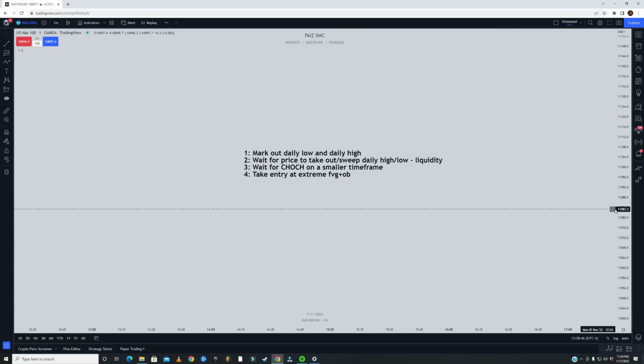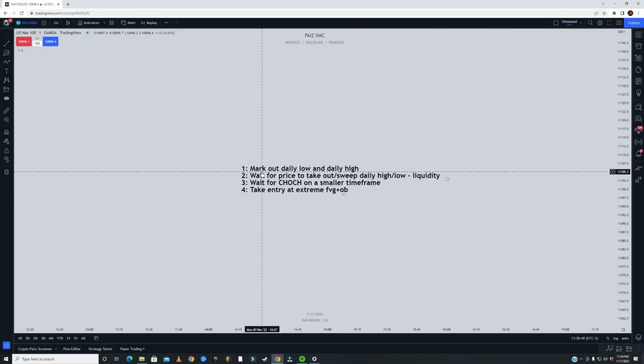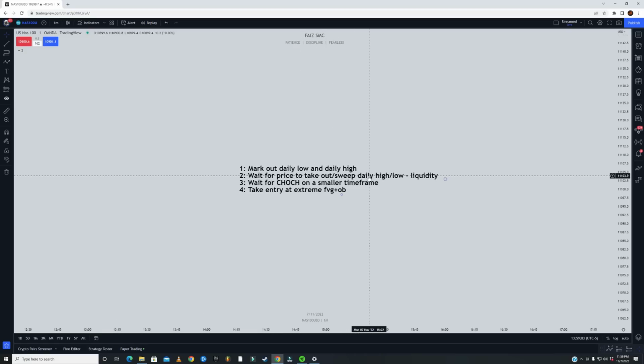So let's get started. The very first rule of the strategy is that you must mark out daily low and daily high. I'm going to explain to you how you can mark them out. The rule number 2 is that you wait for price to take out or sweep daily low or daily high, or it could either sweep some sort of liquidity. So you want to wait for price to sweep the daily high or low, or you wait for price to take out any sort of liquidity.